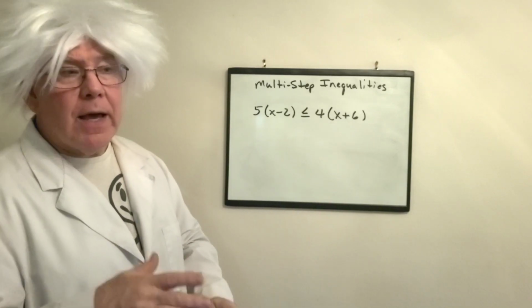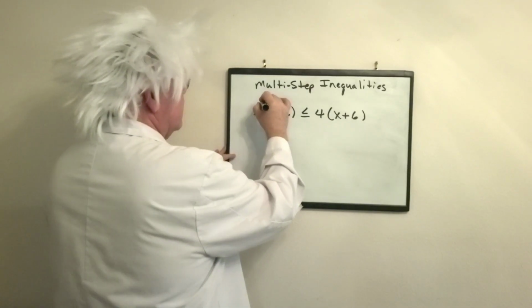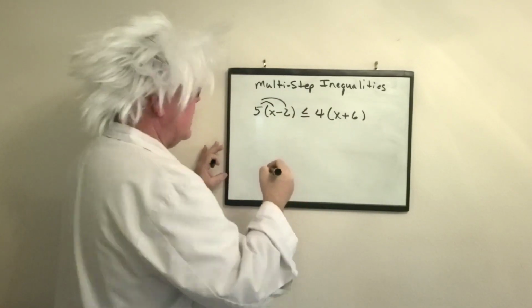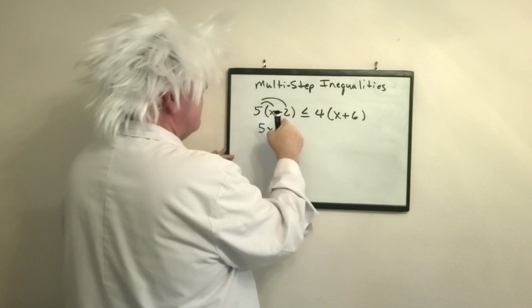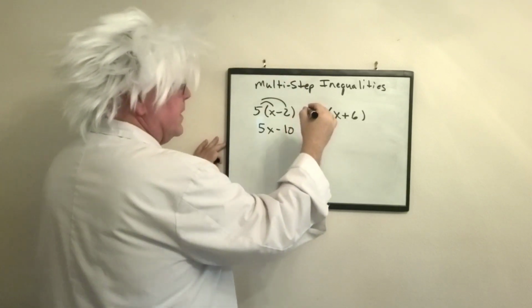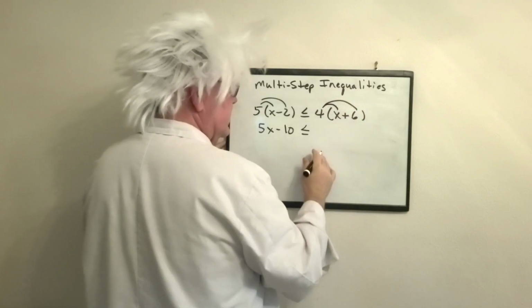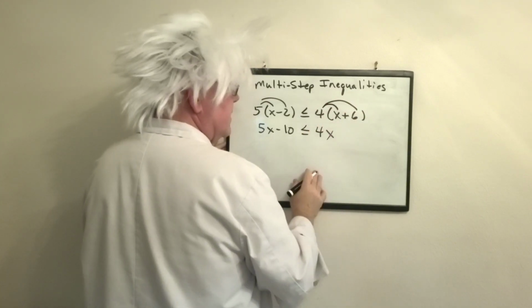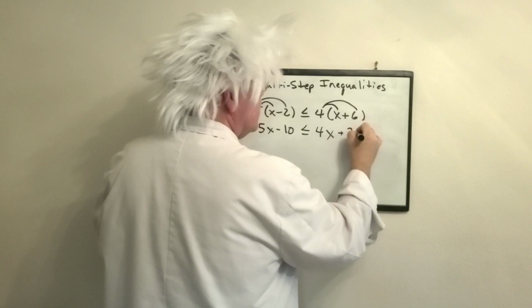There's no dividing. We got to do distributive property. So 5 times x is 5x. 5 times negative 2 is negative 10, less than or equal to. Do it on the other side. I have 4 times x and 4 times 6. So that's 4 times x is 4x plus 24.